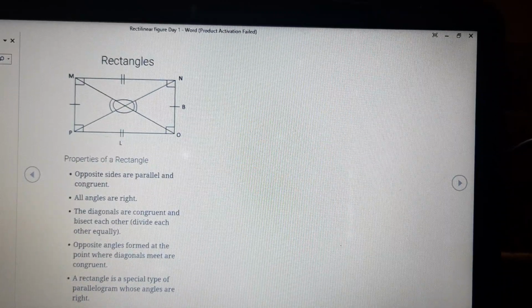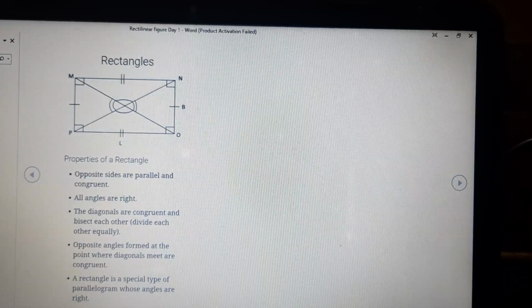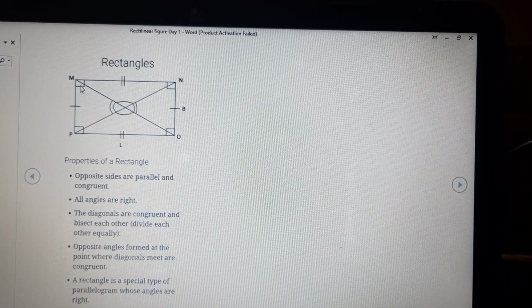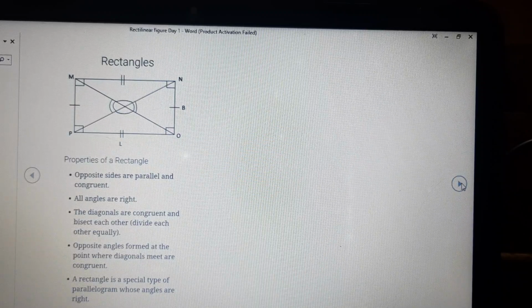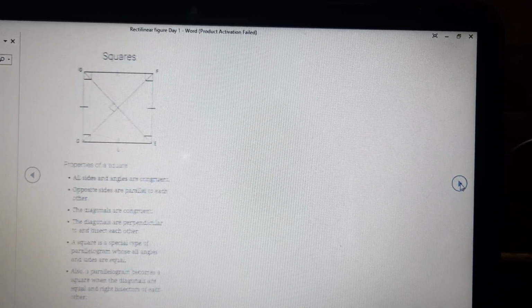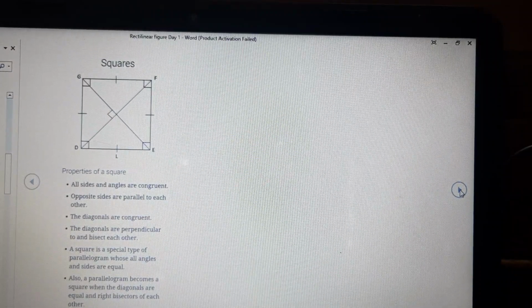And a special type of rectangle is known as a parallelogram. It means if each angle is not 90 degrees, then it becomes a parallelogram.